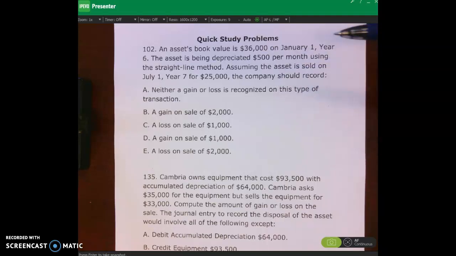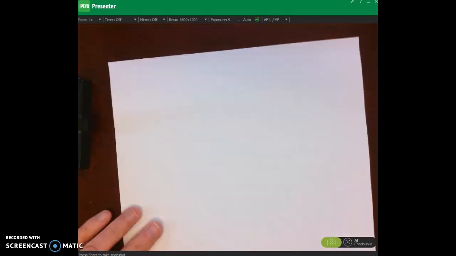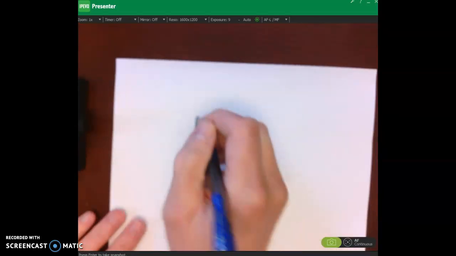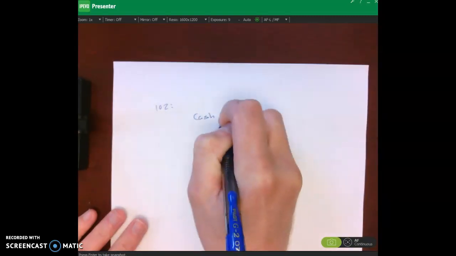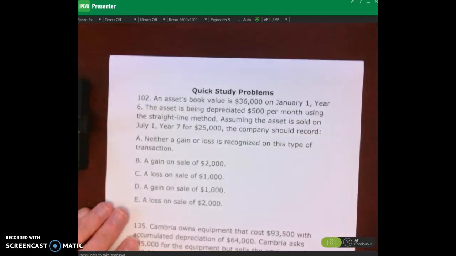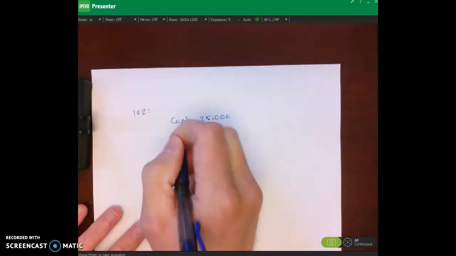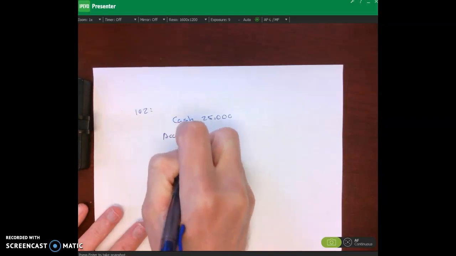I'm going to go ahead and flip the page over and do the entire journal entry for you. Sometimes when you have a problem like this, the best thing to do is to do the full journal entry and then use that to easily select the right answer, okay? The first thing is it says we sold it for cash. So number 102, we debited cash for $25,000 because it says so, right? We also know when we sell an asset, we're going to debit accumulated depreciation.